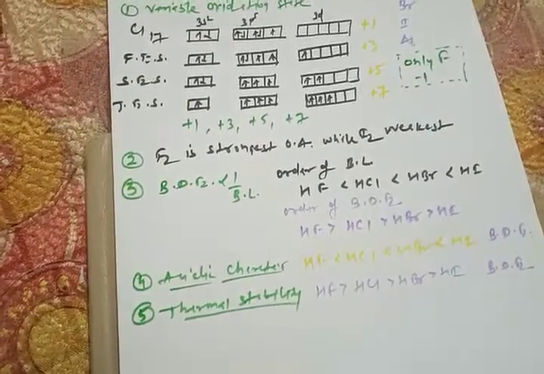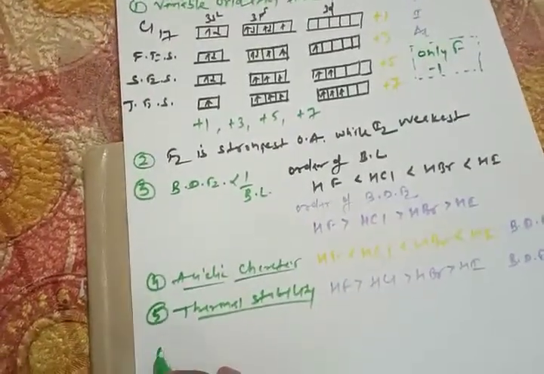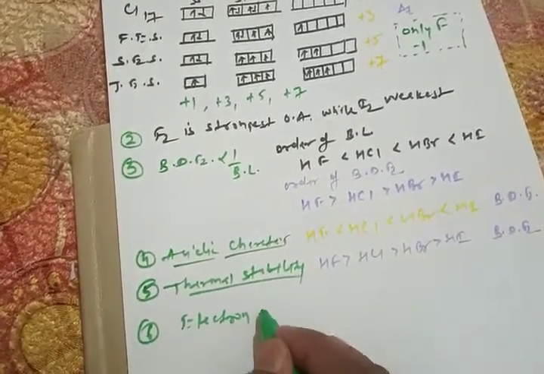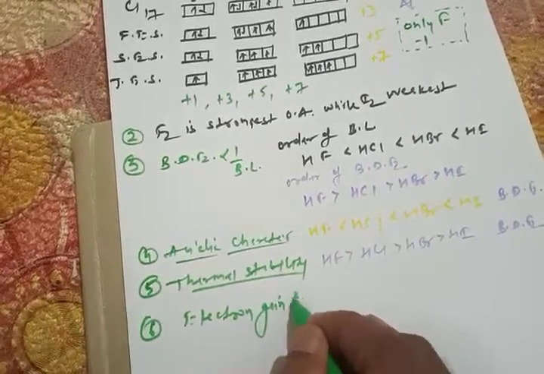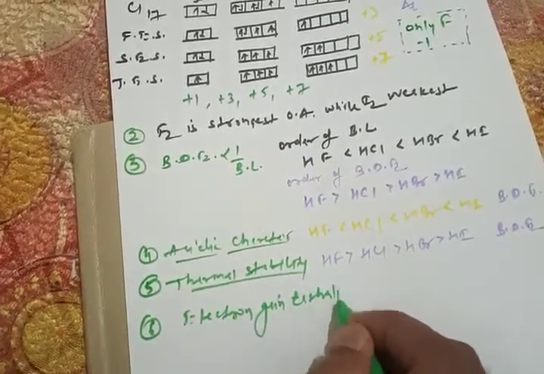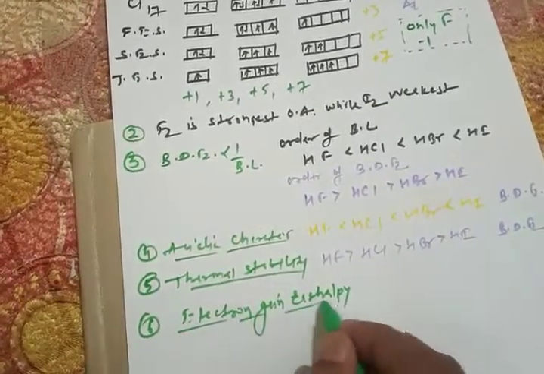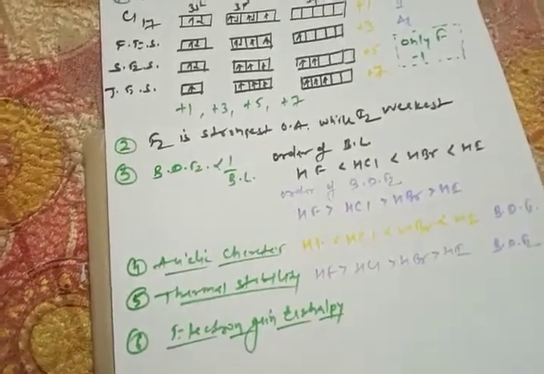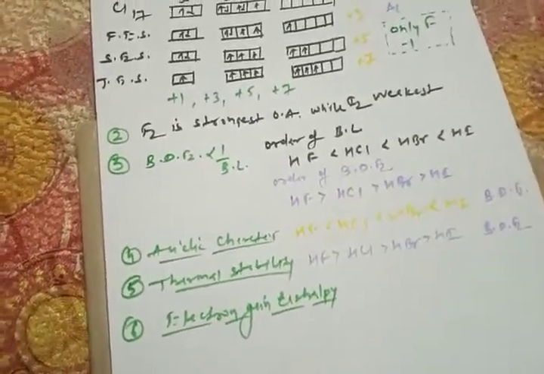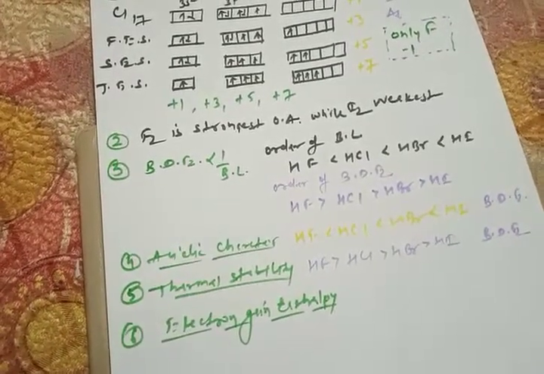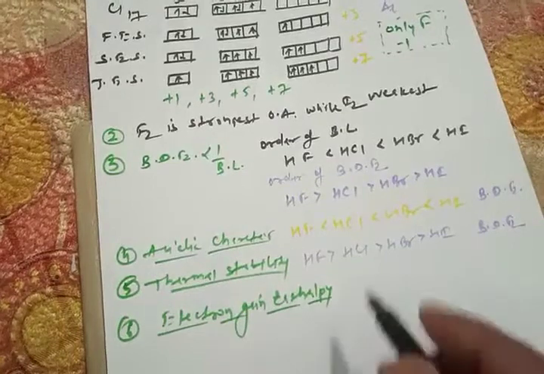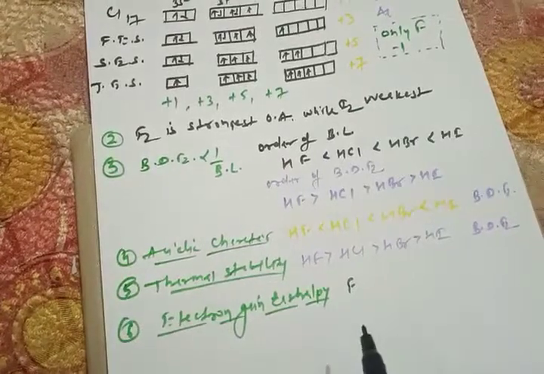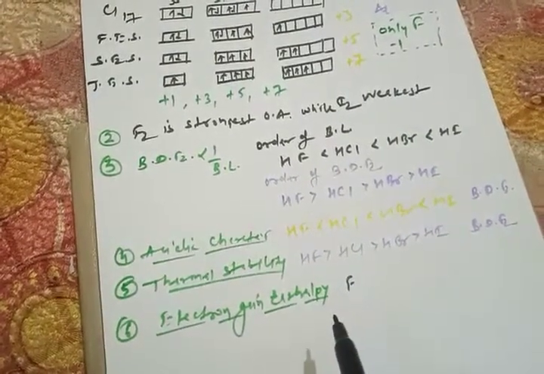Now the last property is electron gain enthalpy. This is one of the important ones, and questions are asked many times in competitive examinations. What is the order of electron gain enthalpy? Electron gain enthalpy is the tendency to attract the electron, got it? But as we know fluorine is the most electronegative, so fluorine should have the strongest electron gain enthalpy, but it is not like that.